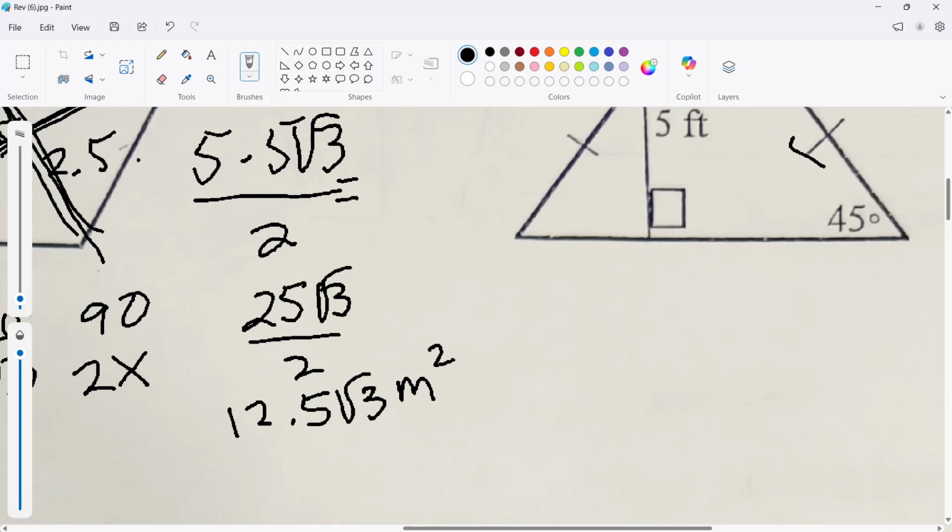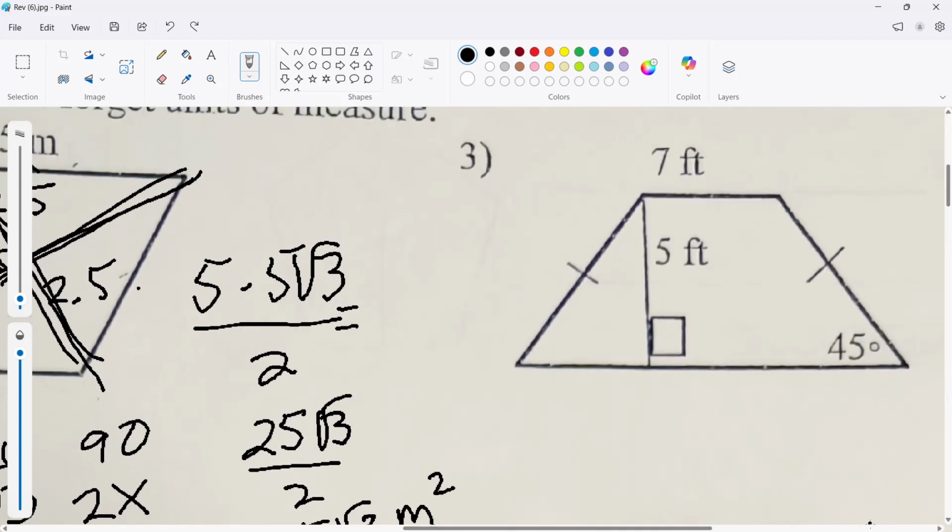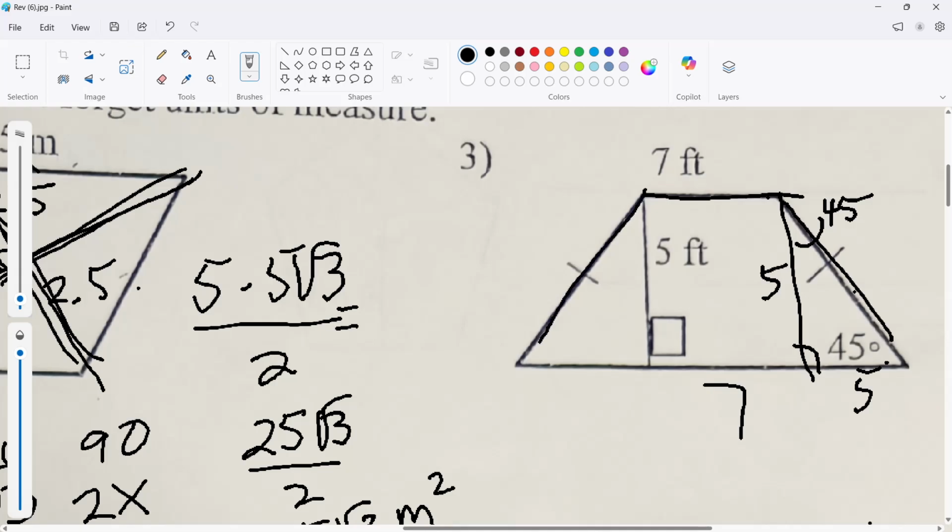Number 3, I had something on my screen. You see what's on my screen, but you don't see the screen itself to see if there's something on it. Okay, check this out. I think this whole thing is 7, so that means this is 7. What else do I know? This is 5. If this is 45, this is 90, this is 45, which means this is 5. And since this is an isosceles trapezoid, this is also 5, because they're the same. Okay, I drew that a little skew. It's supposed to be like that.